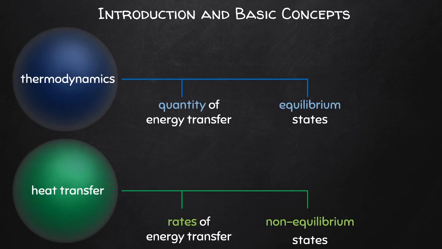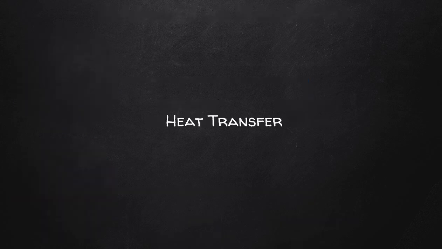Now, in your second year, you were introduced to the concepts of thermodynamics, which related the quanta of energy associated with states that were at equilibrium. For chemical engineering purposes, we often are more interested in the rates at which energy is being transferred for non-equilibrium states. For example, when you have a flow of fluid through a pipe and you have a constant rate of energy being transferred to that fluid. In this instance, we are talking about a non-equilibrium state. So let's get started and learn more about the concept of heat transfer.